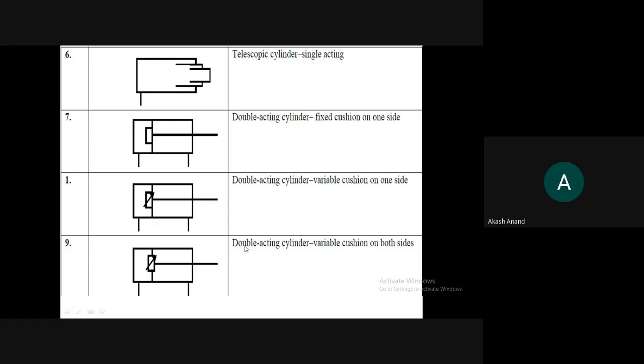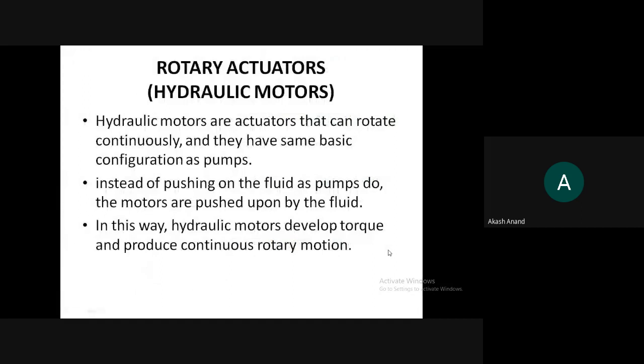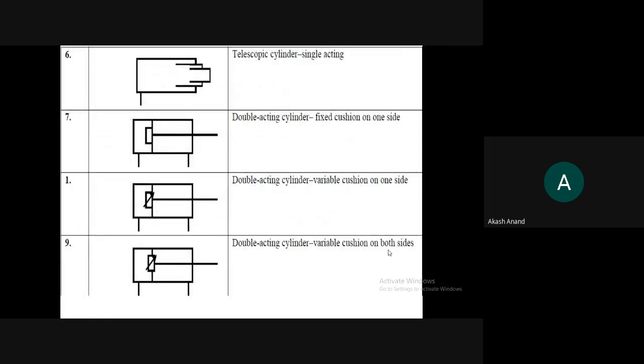So the double acting cylinder with a variable cushion on both sides. This is the graphical representation. So up to here, your linear actuators, also called cylinders, are over. Hydraulic as well as pneumatic is over. If the cylinder arrangement is driven with the help of a hydraulic system, it is called a hydraulic cylinder. If it is driven with the help of a pneumatic system, it is called a pneumatic cylinder. I think we can stop the linear actuators here.